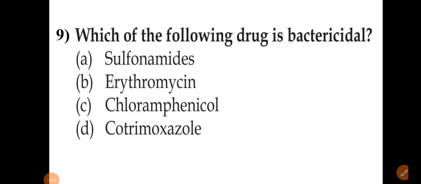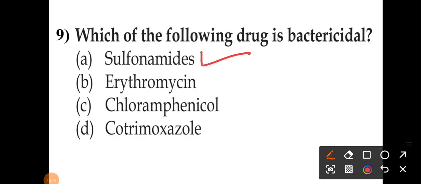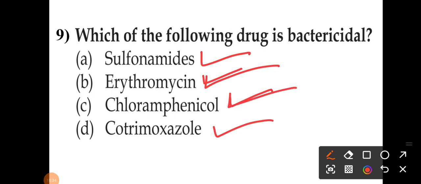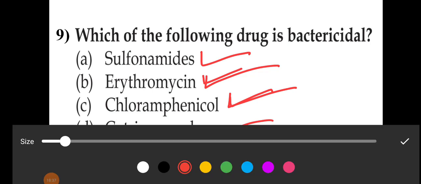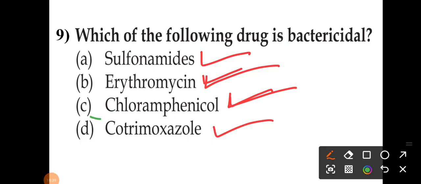Okay, the next, which of the following drugs is bactericidal? So previously also we have seen one question regarding the bacteriostatic and the bactericidal. So sulfonamides, we know the sulfonamides are bacteriostatic in nature. Erythromycin, chloramphenicol and cotrimoxazole. So erythromycin, that is the macrolide antibiotic, and we know the macrolide antibiotics are bacteriostatic in nature. Chloramphenicol, that is also bacteriostatic in nature. Cotrimoxazole, this option also we have discussed before. Okay, cotrimoxazole, so that is our answer, that is the bactericidal.